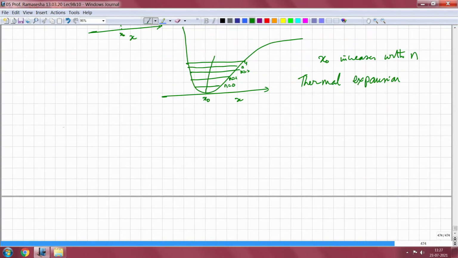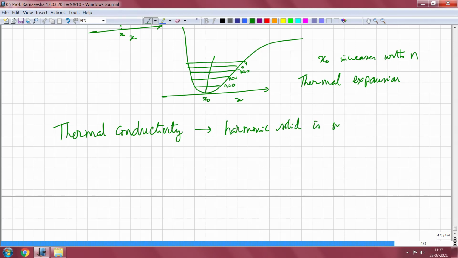Another one is thermal conductivity. The thermal conductivity of a harmonic solid is infinite in a perfect infinite specimen.